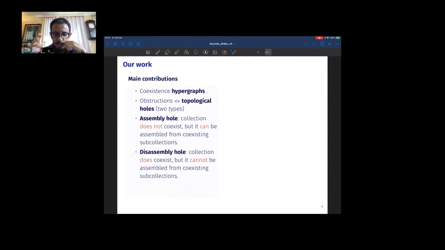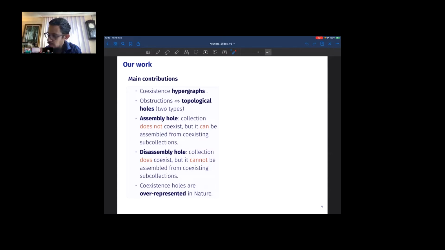And it turns out that both of these things can be characterized as topological properties of the coexistence hypergraphs that I was telling you about in the first point. And finally, what we did is analyze empirical ecosystems to see if they have these assembly holes or disassembly holes. And what I want to discuss is how these two properties are actually overrepresented in ecosystems in nature, and that will have some consequences that I will try to discuss at the end of the presentation.